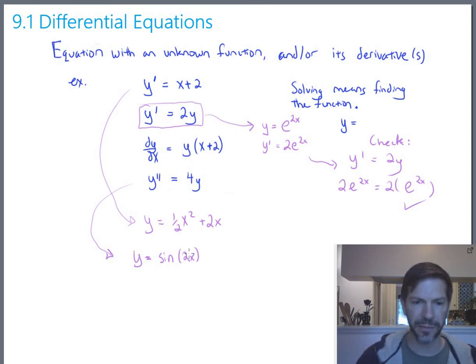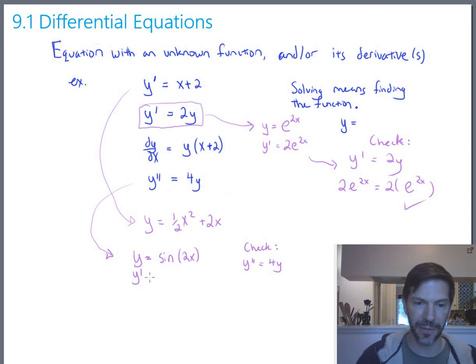And let's check that one, see if it works. If we were going to check it, we would need to plug it back into the original equation. So we need y double prime, and we need 4 times y. So what is y double prime?